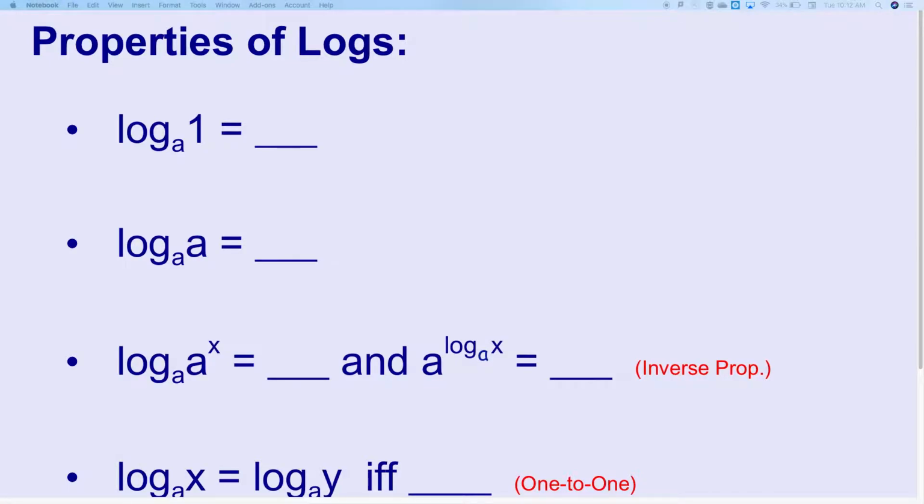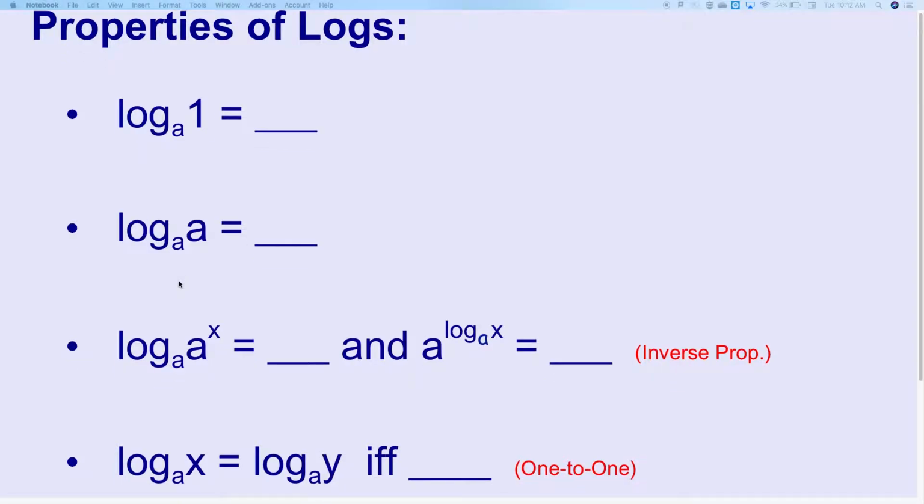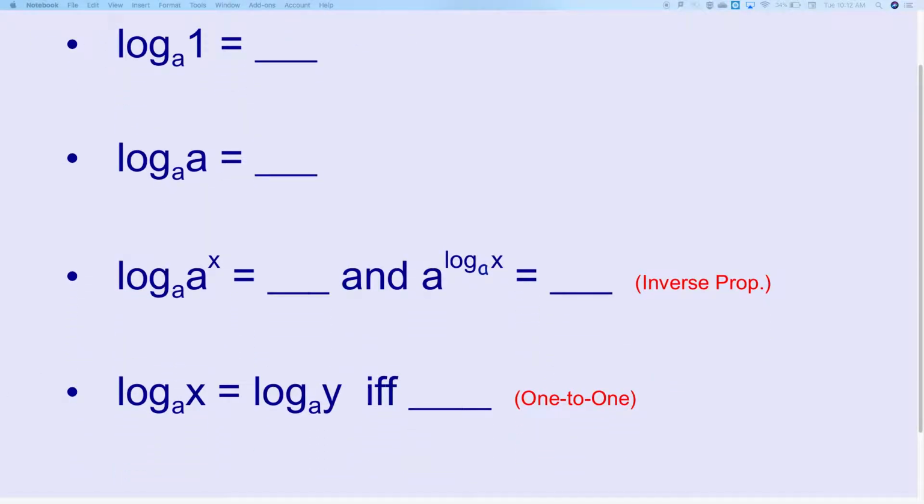So they look like log base a of 1 equals, log base a of a equals, and then the last two. One is called the inverse property, which you learned last year in Algebra 2. But you can also just think about it and figure out what goes in the blank. And then one is the one-to-one property for logs.